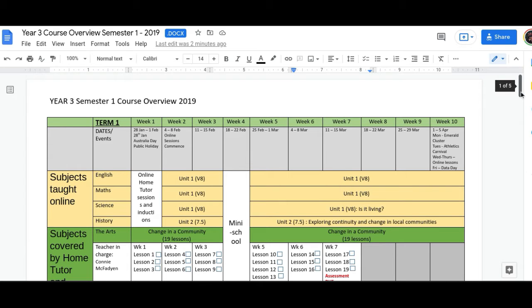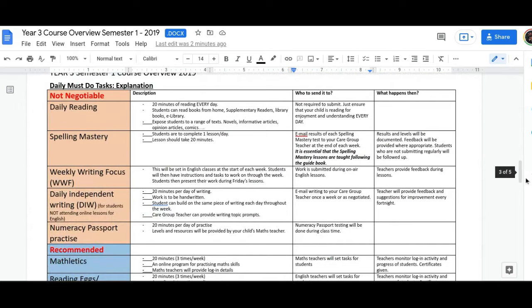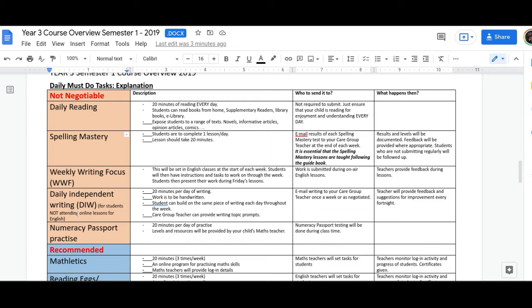Speaking of must-do tasks, this is the course overview for semester 1 in 2019. We were in year 3 at the time. This shows you everything else that you need to put into your timetable, starting with down here, the must-do tasks. These are the second thing that you put into the timetable. And I cannot stress this highly enough. You're going to hear me talk about it in almost all of the videos, probably your daily reading.